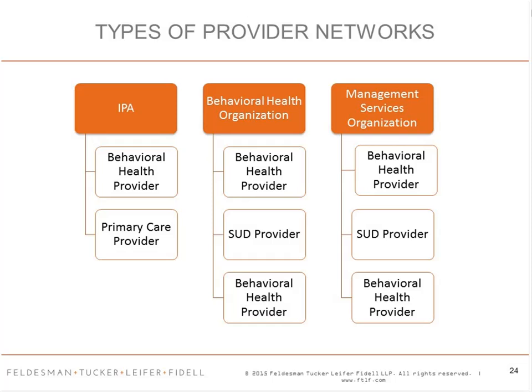You're probably all familiar with the DSRIP program and the performing provider systems in New York, which are essentially, PPSs are essentially networks of providers. Same thing is true for accountable care organizations. ACOs are also a type of provider network. Provider networks go by many different names: IPAs, ACOs, PPSs, BHOs, MSOs. At the end of the day, it's all a type of provider network, and that's the most important thing to think about. Some of them do different types of activities, but they are networks of providers working together.